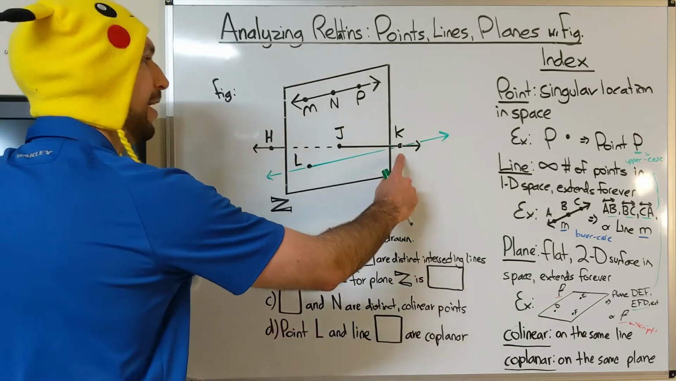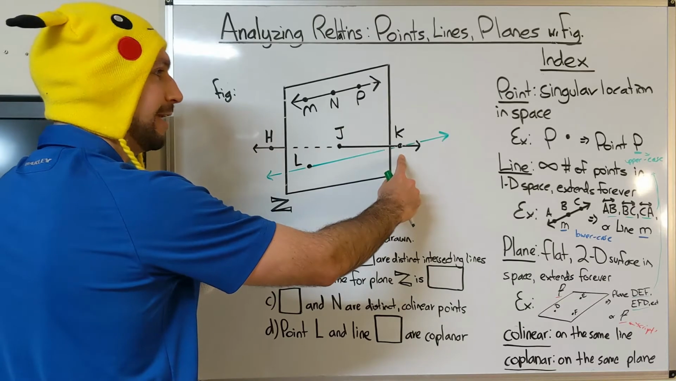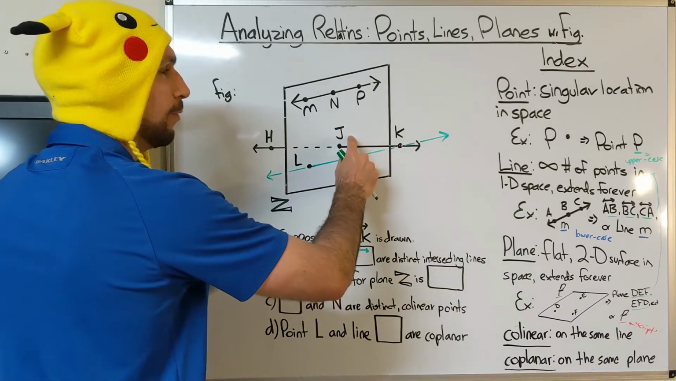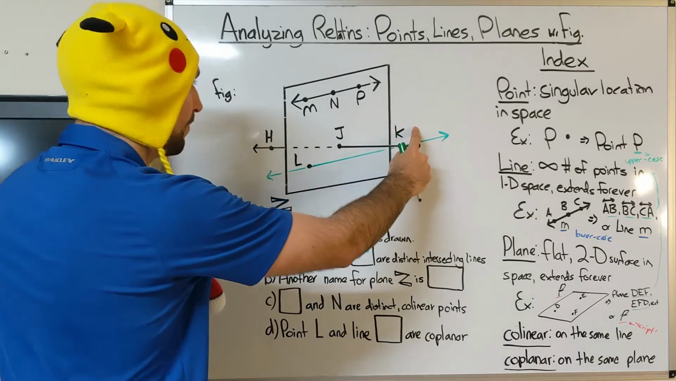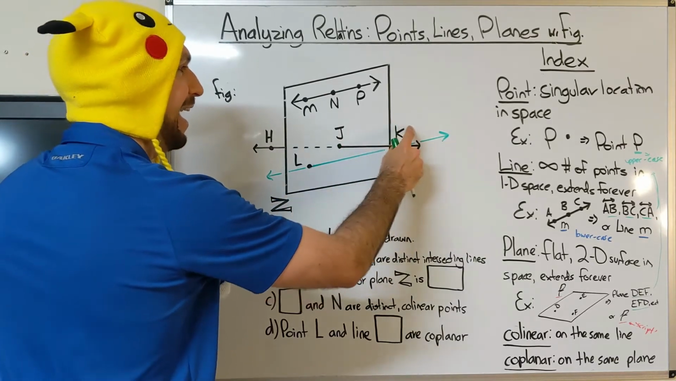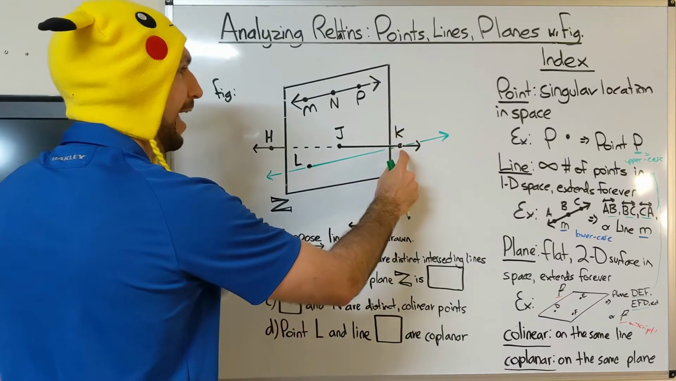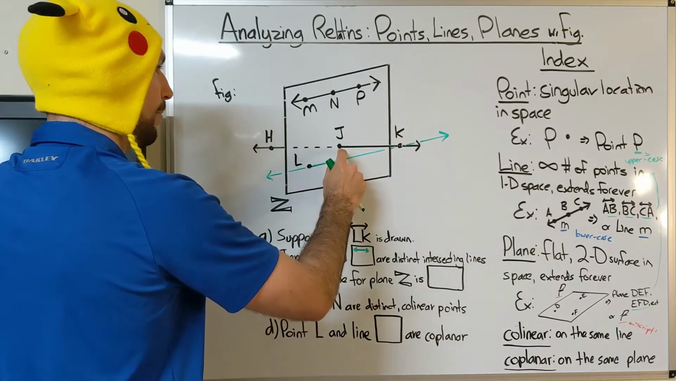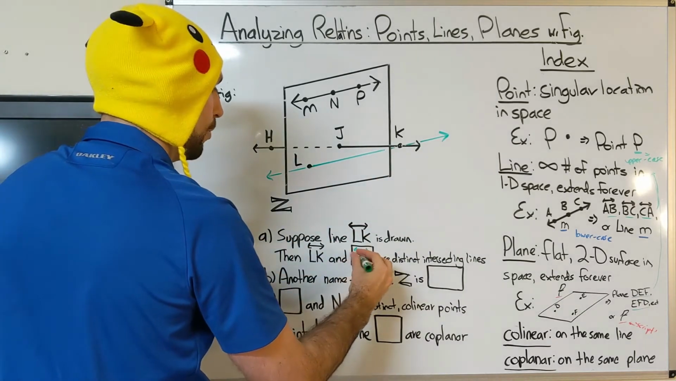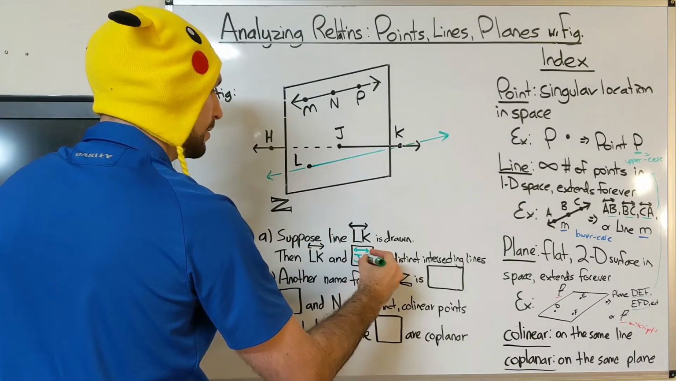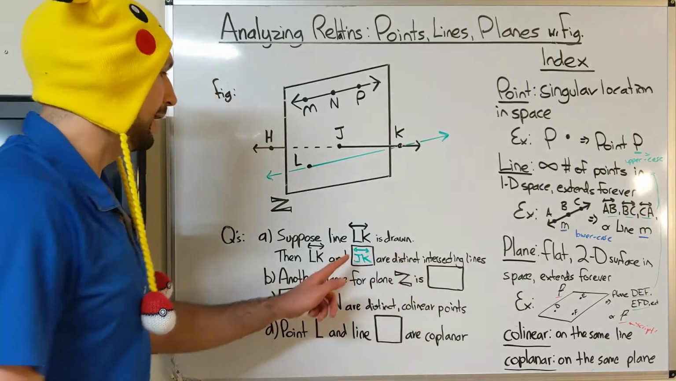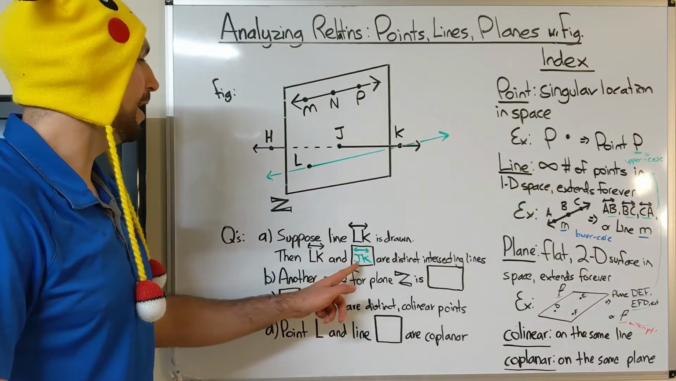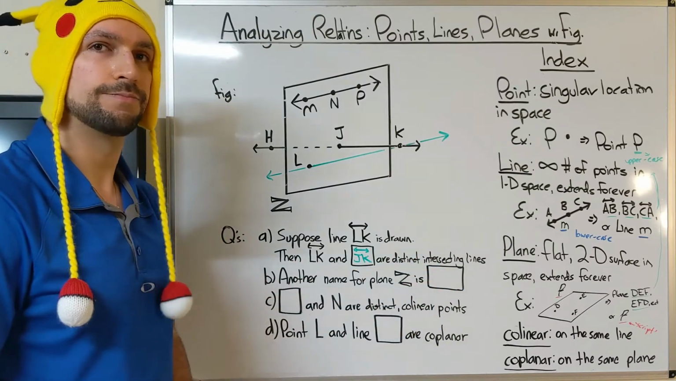However, if we look at point K, it is clearly an intersection between this green line, LK, and this black line. We could call this JK. So line JK certainly intersects line LK because they both intersect at point K. So let's use, for this example, line JK. Again, we're going to name it with those 2 points as uppercase letters and a line symbol above it. So line LK and JK are distinct intersecting lines.